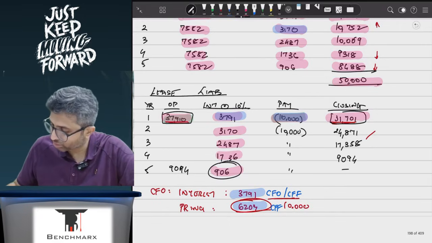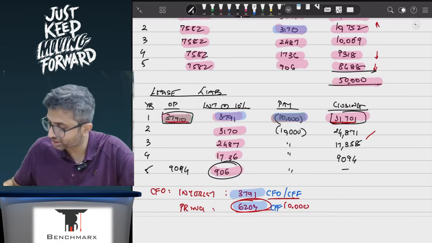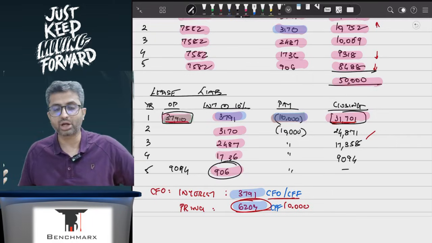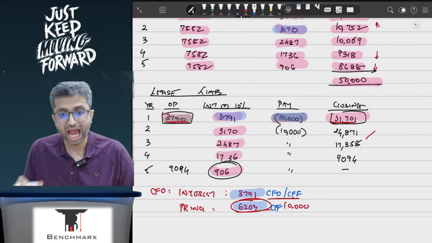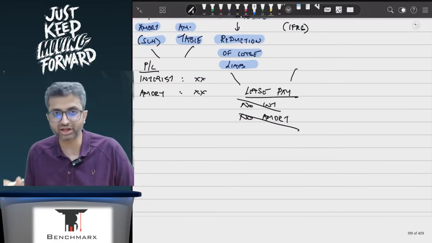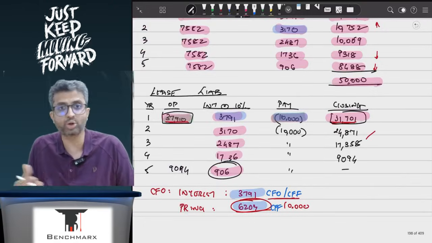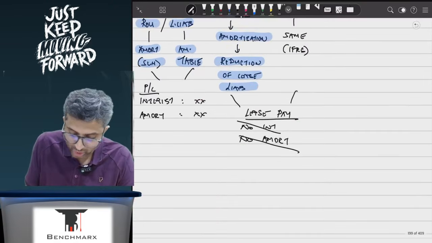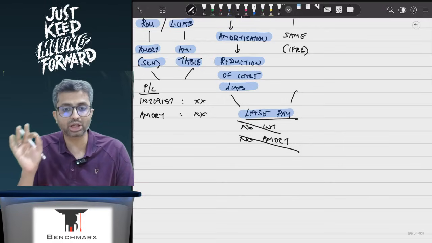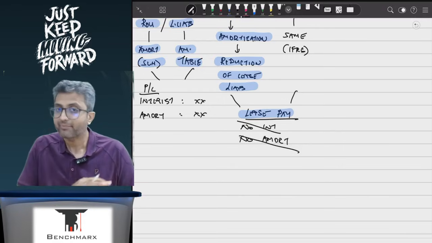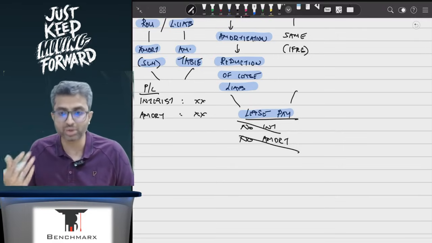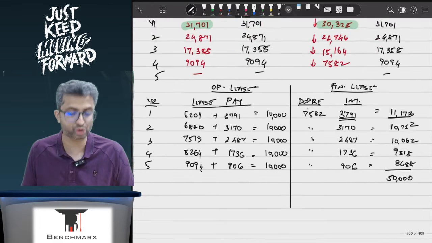Further, you can say out of 10,000, 3170 is attributable to the interest, which means that 6830 will be towards the principal, and as a result 6830 plus 3170 will still be 10,000. So what goes is just the lease payment in total, which is 10,000. This will go as an operating cash flow over here. There will be no depreciation, there will be no interest separately shown.